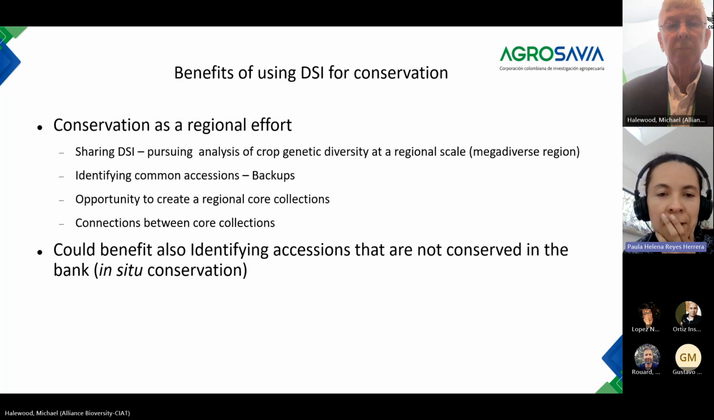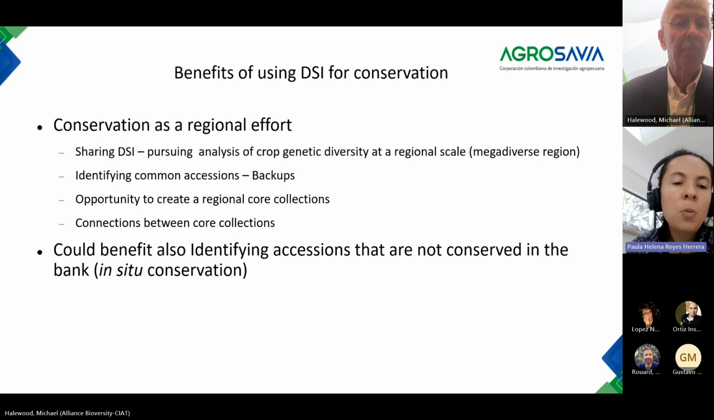So the benefits of using DSI for conservation: see conservation as a regional effort and not depending on determined institutions. We are sharing DSI to pursue the analysis of crop genetic diversity at a regional scale in a mega diverse region. We also could identify common accessions that could serve as backups. A big part of our bank doesn't have a backup, so identifying backups in other banks is an opportunity for us.